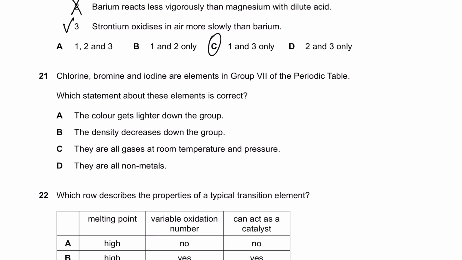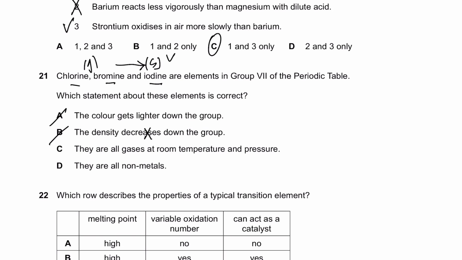Chlorine, bromine, and iodine are elements of group 7 of the periodic table. Which statement about these elements is correct? The color gets lighter down the group. No, it gets darker, right? Chlorine is a pale yellow gas, then it goes to a red-brown liquid, then iodine is a blackish solid, right? The density decreases. No, it increases, because which is more dense, a gas or a solid? You're going from a state of gas to a solid. Obviously, solid density is greater, so A and B are wrong.